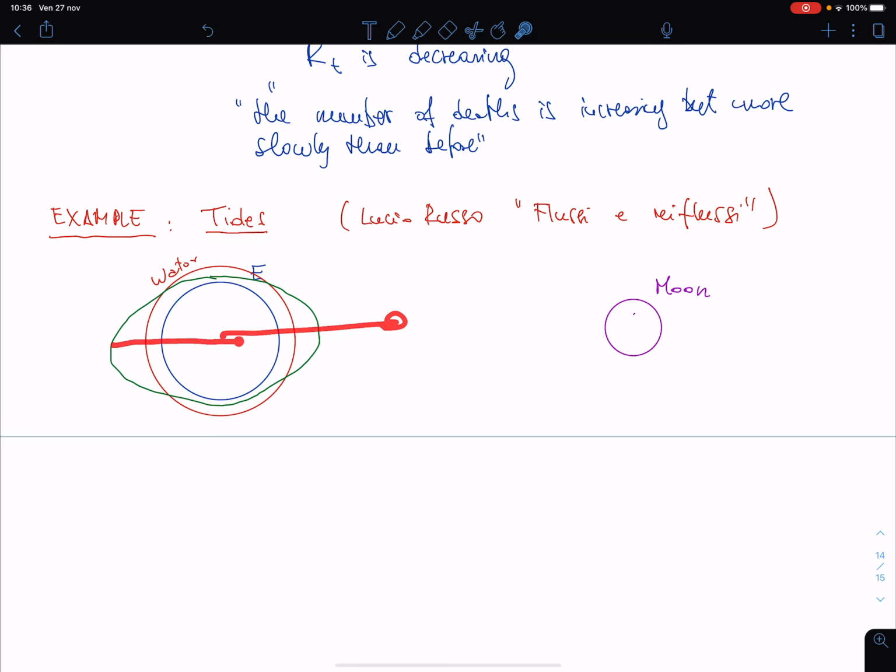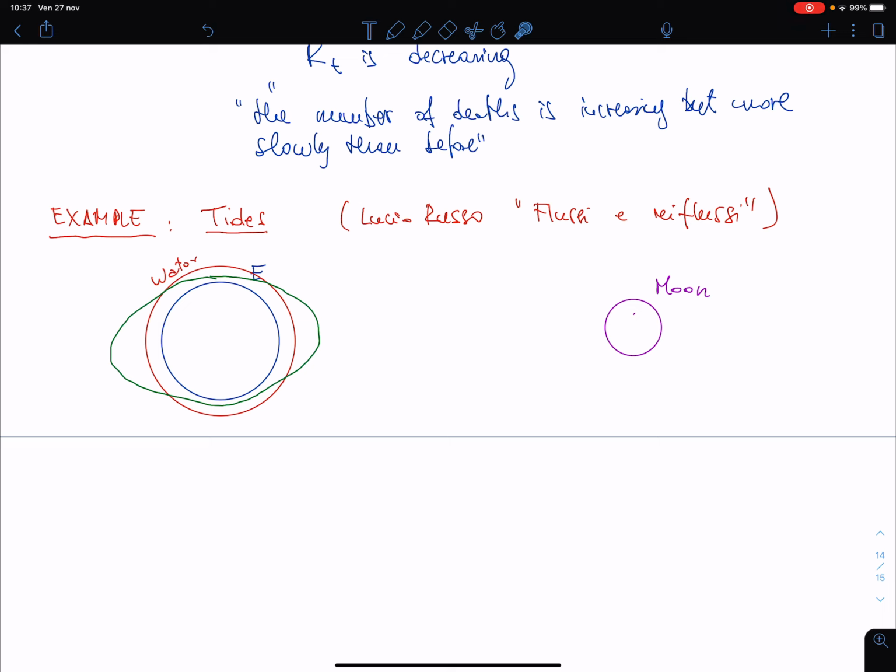But this part is attracted not so strongly, but a bit less, because it is farther. And this part is attracted more. So, what is important here is not exactly the intensity of the force in the various points, but the differences between this intensity, the difference between the intensity of the force here, here, and here. This is what determines the tides.